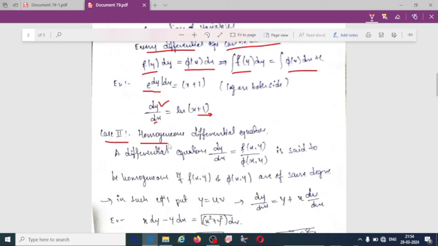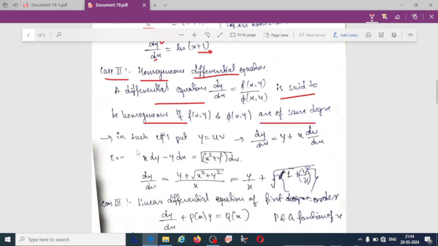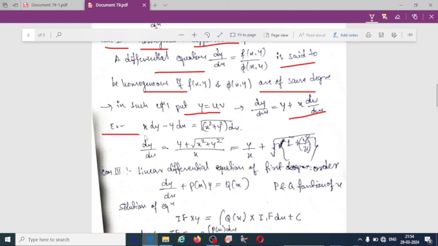Case 2, the questions may be from homogeneous differential equations. A differential equation ∂y/∂x = f(x, y)/φ(x, y) is said to be homogeneous if these two functions are of the same degree. The degree of the functions must be the same. In such an equation we can put y = vx, so dy/dx = v + x dv/dx. Example I have given here: x dy − y dx = √(x² + y²) dx.